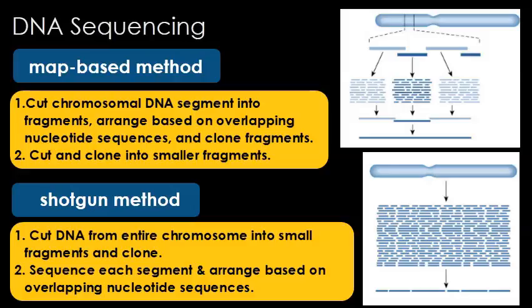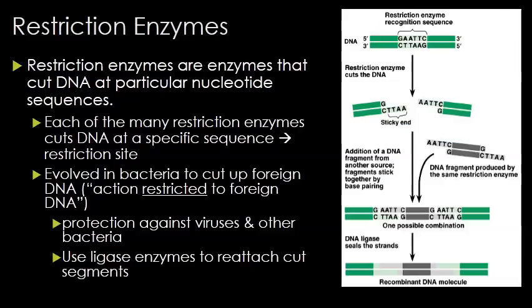You basically cut the DNA into tiny, tiny fragments. The fragments are so small, they're very easy to sequence, and then you arrange them based off of overlapping sequences. There is the potential for error here, because remember, we're looking at 3 billion base pairs, but it is extremely fast and extremely cheap.